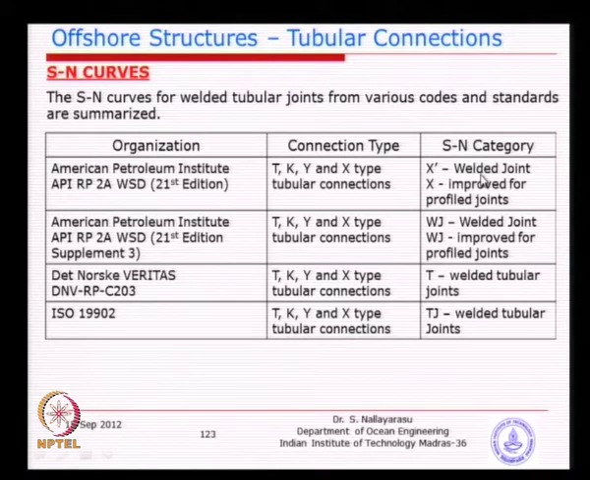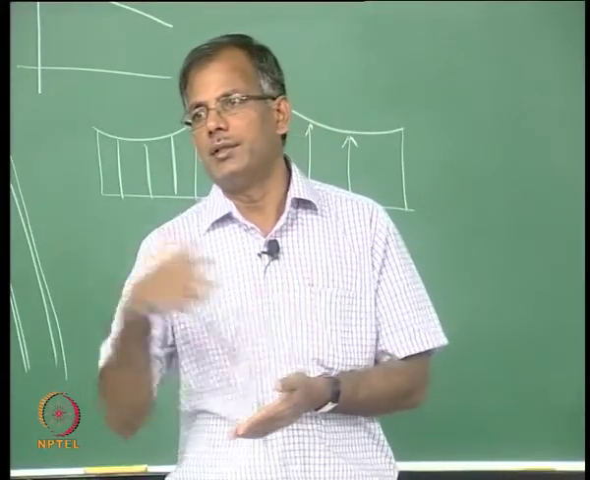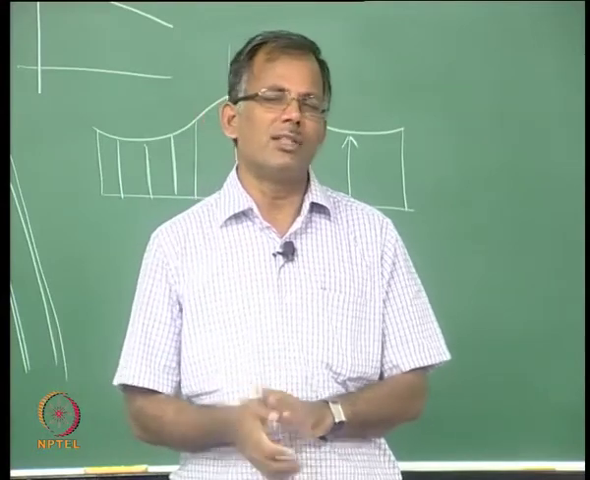version of the API has a single slope curve, which we used to call X and X prime, whereas now they call it W and WJ, WJ improved. DNV calls it T, basically welded tubular, and the ISO notation is TJ. It does not matter; they reflect a similar idea, only the notation is slightly different. If you look at other connections, instead of tubular, if it is a T plated connection, they will have P as an SN curve, just a notation.